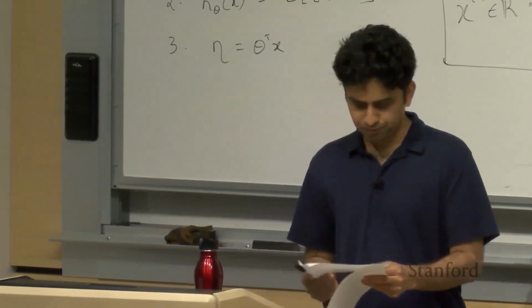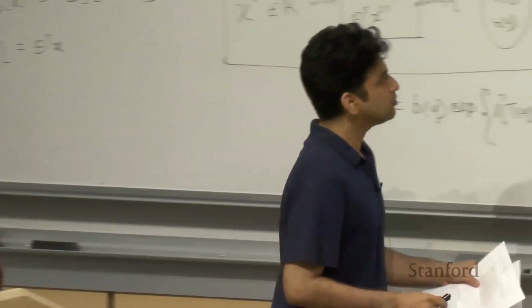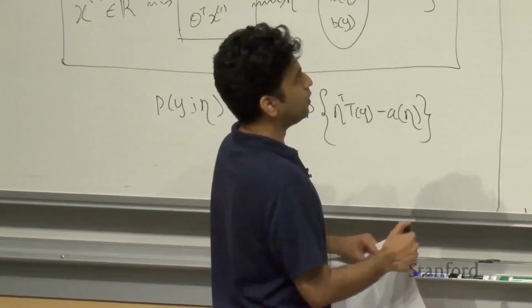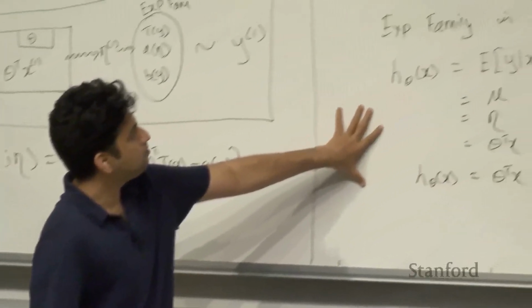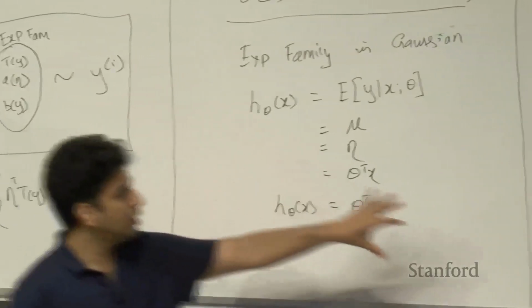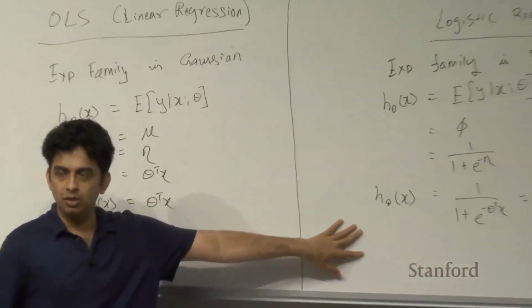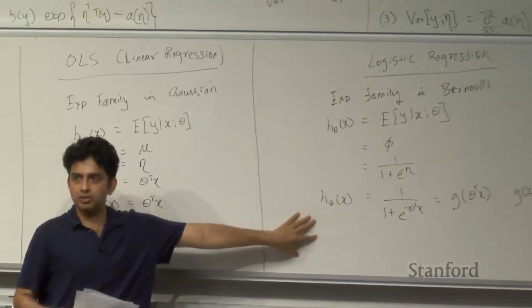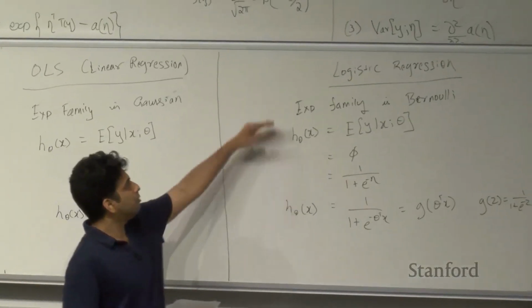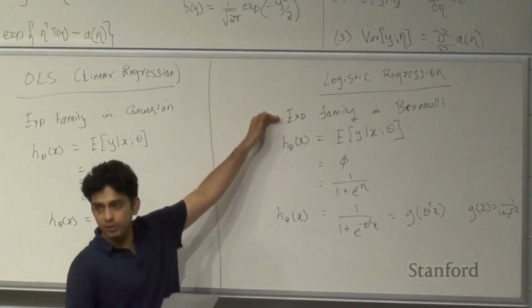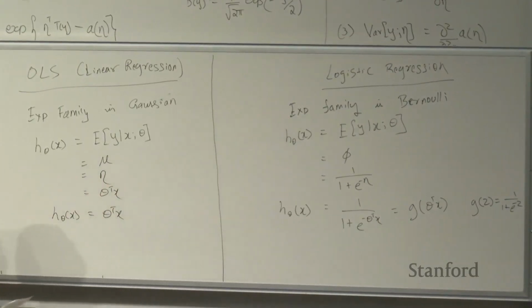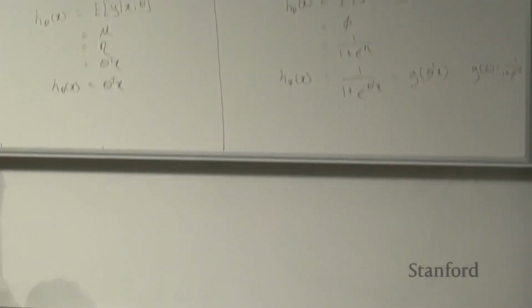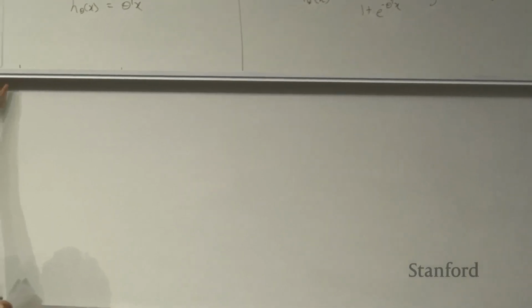Yeah. So here we see that linear regression and logistic regression pop out as natural consequences, by just making the choice of our exponential family distribution. And now, how does this look visually?